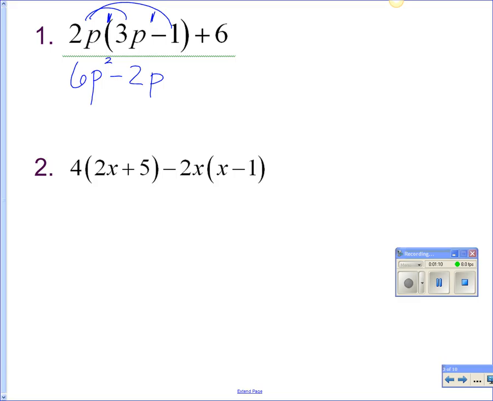What do I do with the plus 6? Drop it down. Can you put p squared and p together? No. That's your answer.